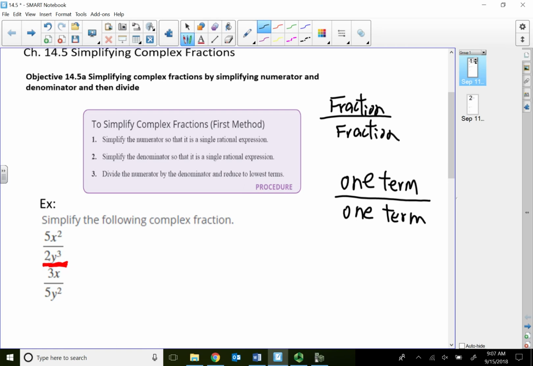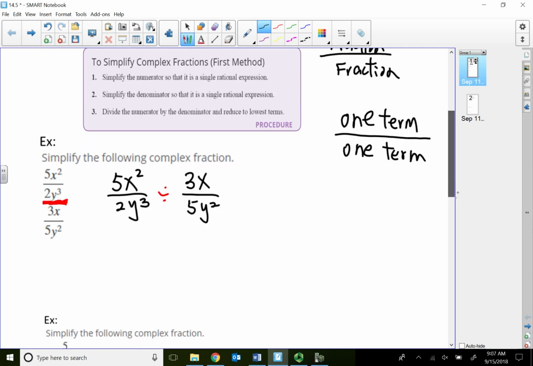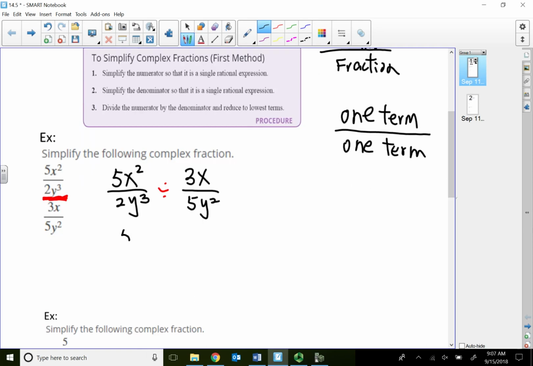So in this problem, I'm going to take the top, 5x squared over 2y to the third, and then divide by the denominator, which is also one term, 3x over 5y squared. So this is a division of a fraction, which means we multiply by the reciprocal. The first fraction stays the same, times the reciprocal, which is 5y squared over 3x.